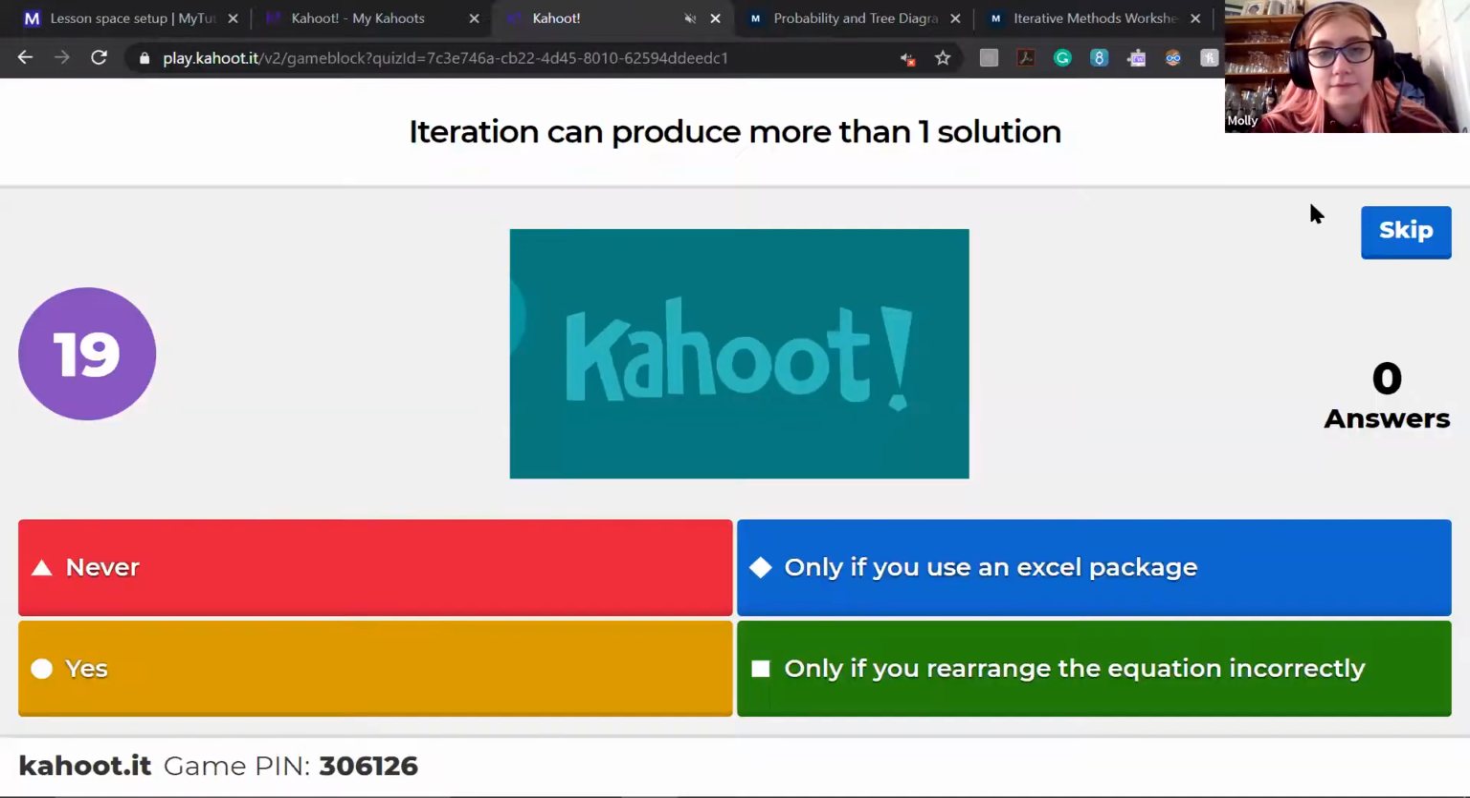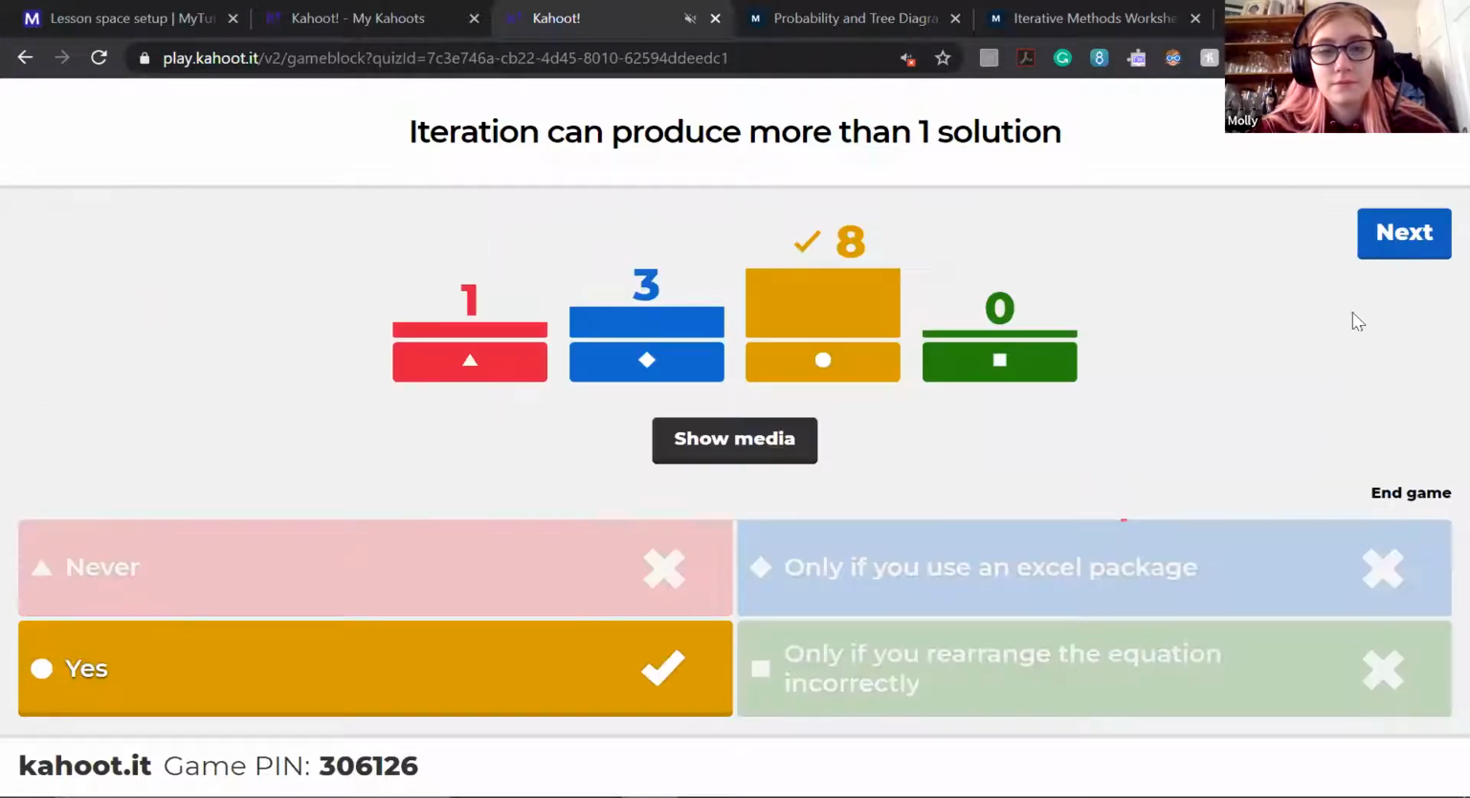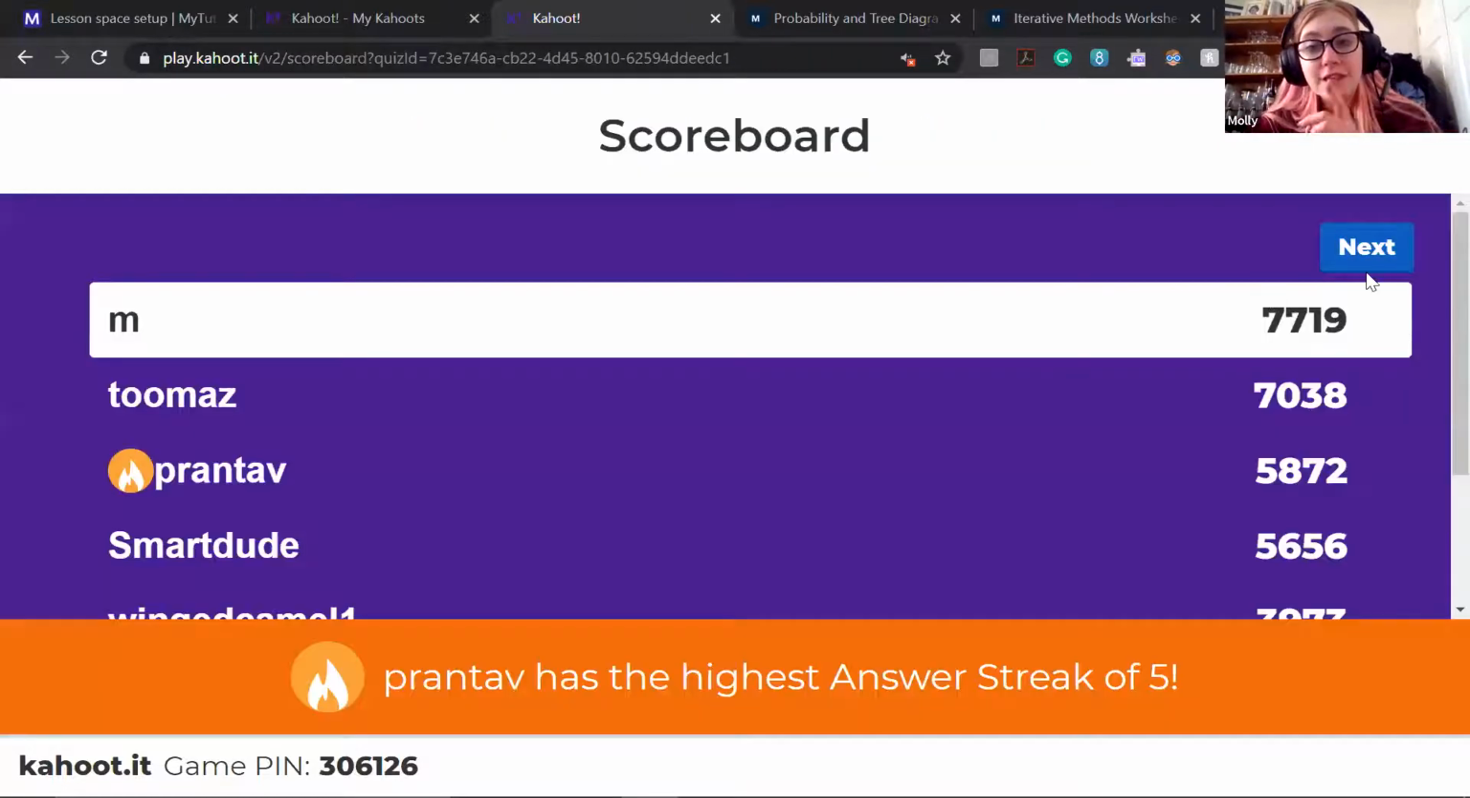So this is saying, can iteration produce more than one solution? Yeah, it can. It can produce more than one solution, especially if you start from different points. So if you think of a graph that crosses the x-axis in 2 points, and we're trying to tend towards one of those points, if we start over here, we'll tend towards this one. If we start over here, we'll tend towards this one. So the same iterative process, depending on your first value.